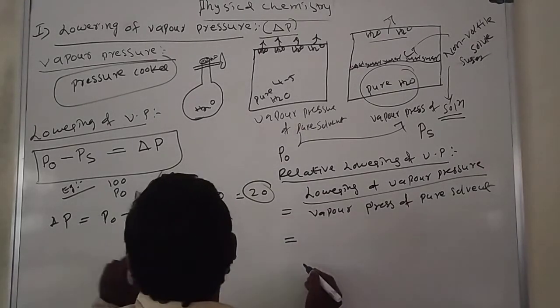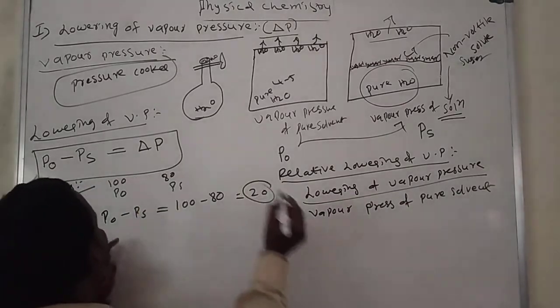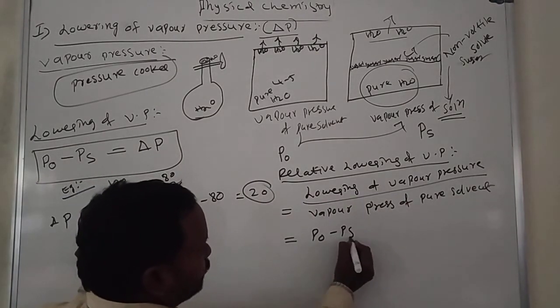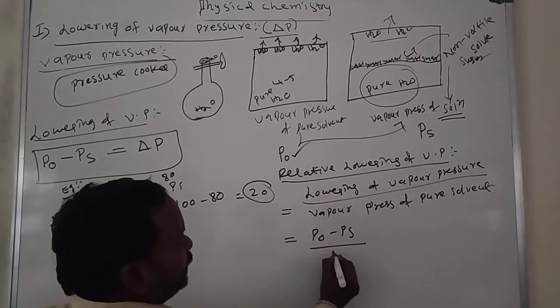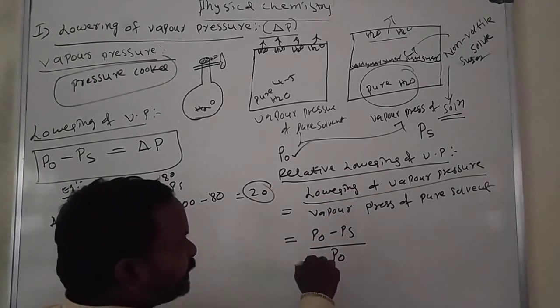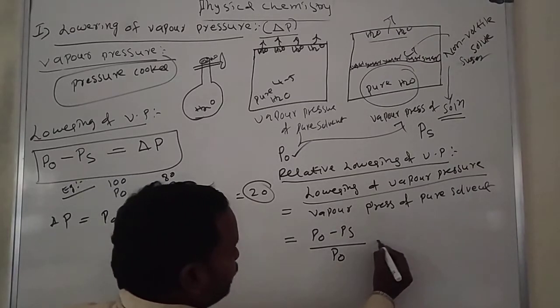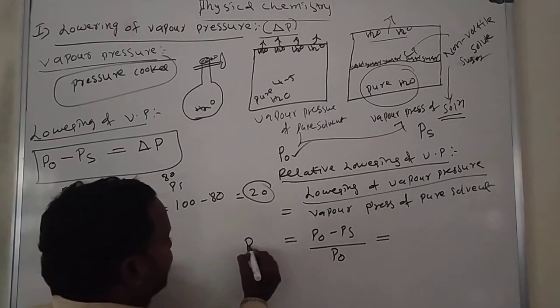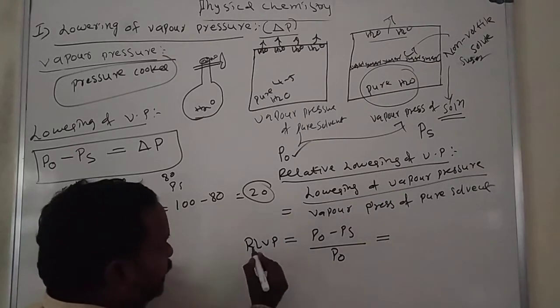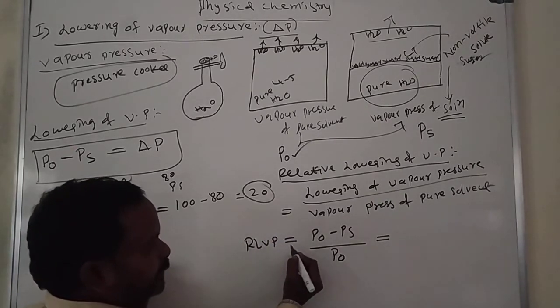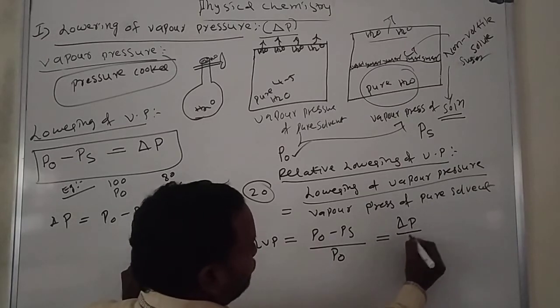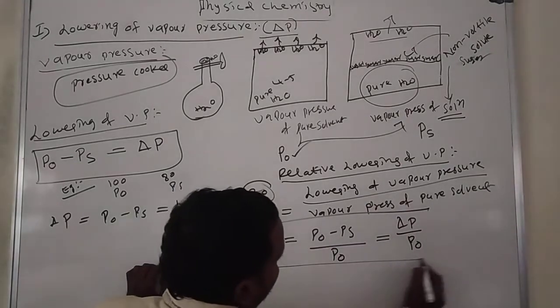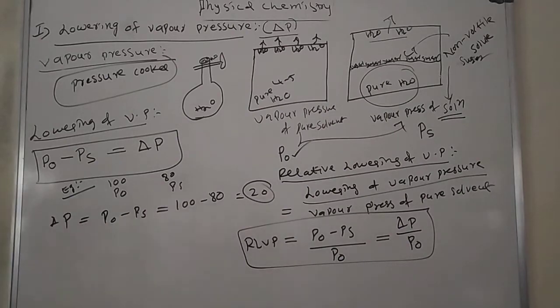What is the relative lowering of vapor pressure? Lowering of vapor pressure is P naught minus Ps. Vapor pressure of pure solvent is P naught. This we call relative lowering of vapor pressure, RLVP. It may be written like this: delta P by P naught. Remember this one. Vapor pressure, lowering of vapor pressure, and relative lowering of vapor pressure.